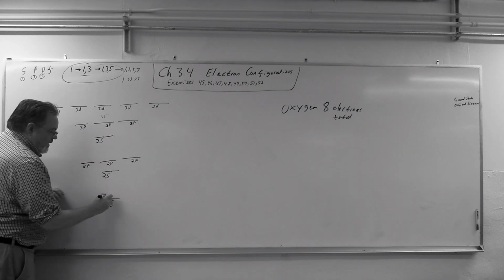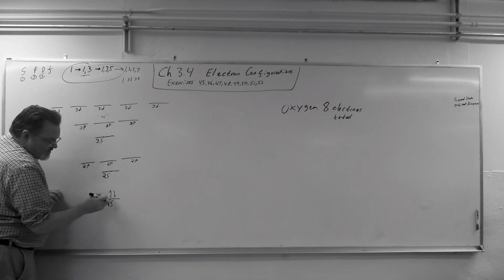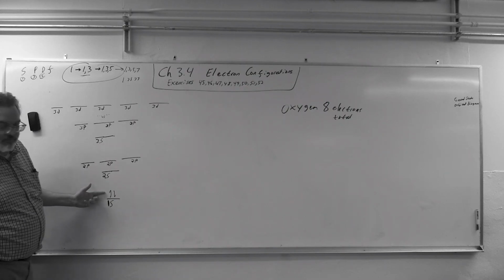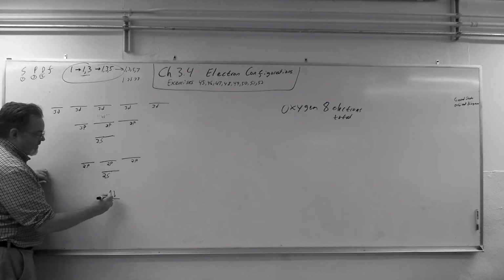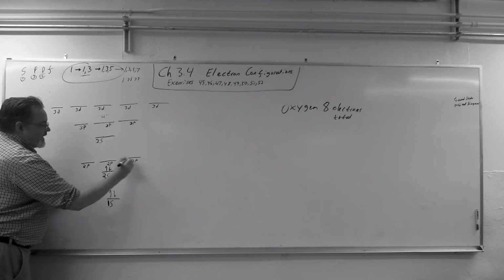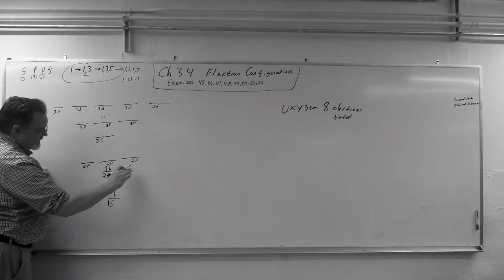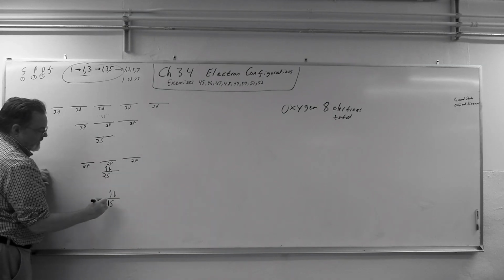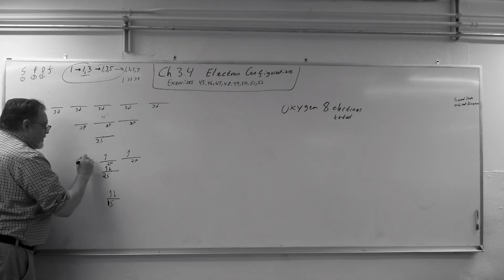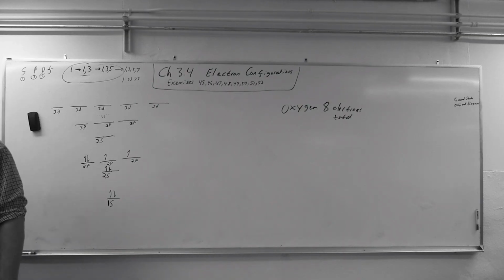You start down here and you count 8. 1, 2, you pair them and you make an arrow going up and an arrow going down. Actually, we use half arrows by convention. So you go 1, 2, you come up here and you go 3, 4. Now when you get to some that are straight across, like these and these, or you've got several straight across, now you fill them singly. So I'll go 1, 2, 3, 4, 5, 6, 7. Now I'll go back and start pairing, 8, and that's it. That's the electron configuration of oxygen.